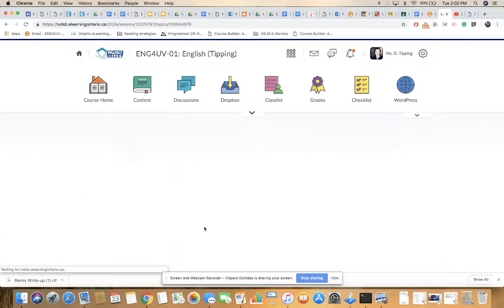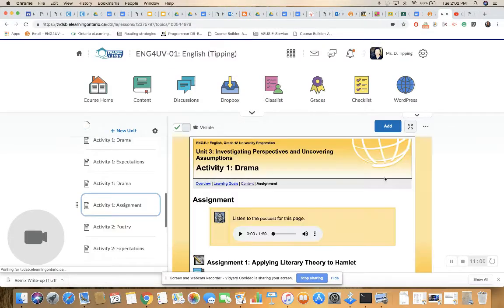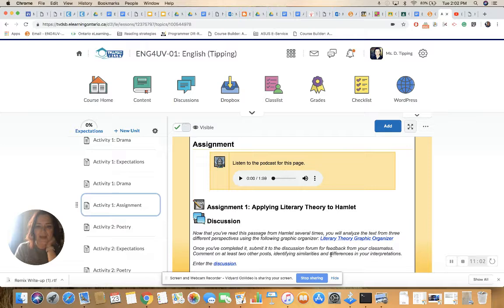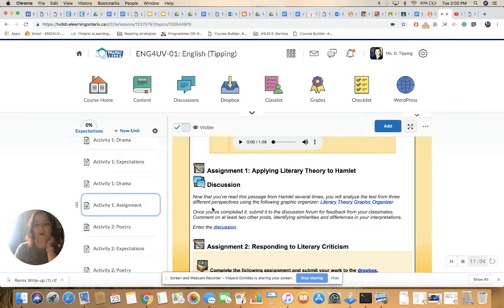It's the assignment page. Okay, there we go. You've got a discussion. So what I want you to do now that you've read the passage from Hamlet several times, you're going to analyze the text from 3 different perspectives using this graphic organizer.